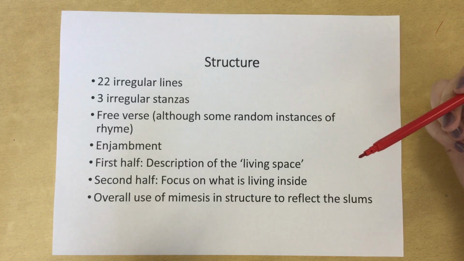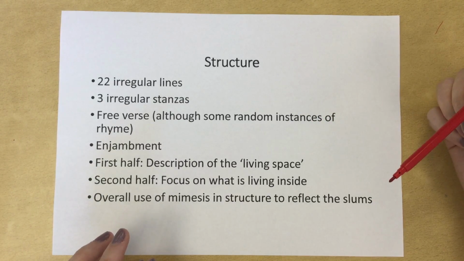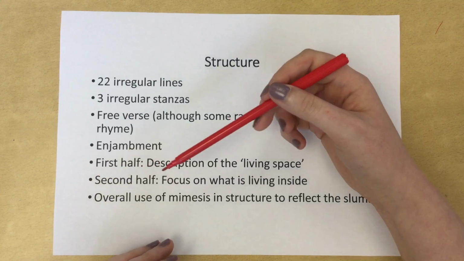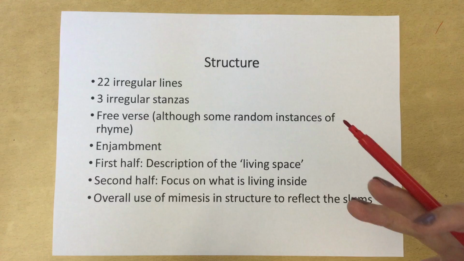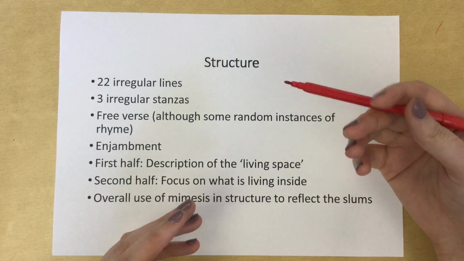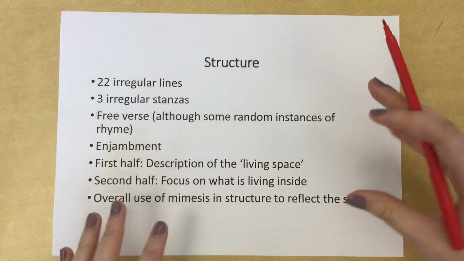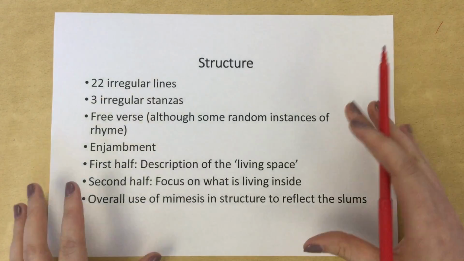And last of all, we have the overall use of mimesis in the structure to reflect the slums. So by mimesis, I mean that the poem very much mimics the shape and the appearance of the slums, and the content in it as well sort of mimics what you would expect the slums to look like and to include.